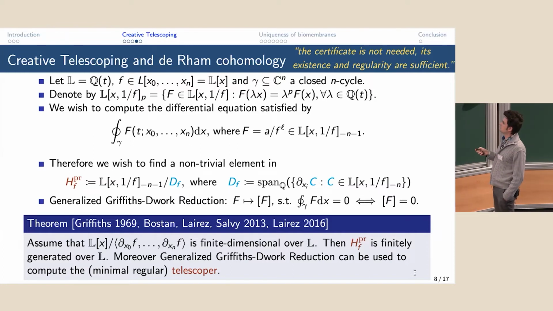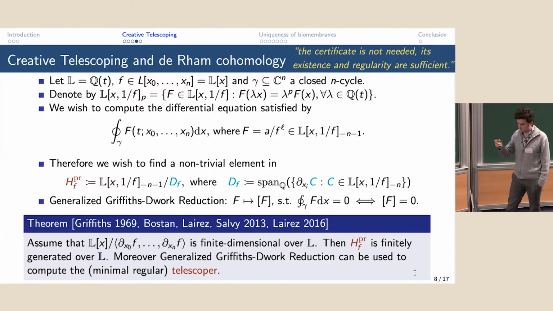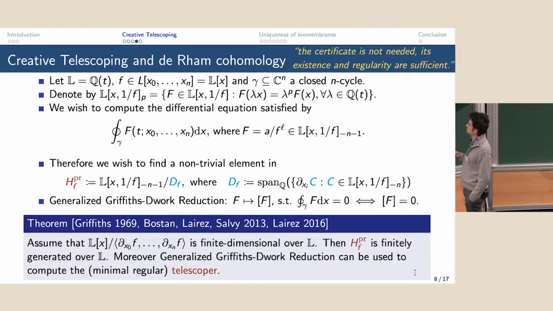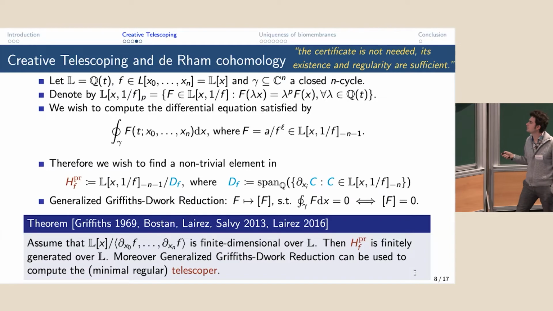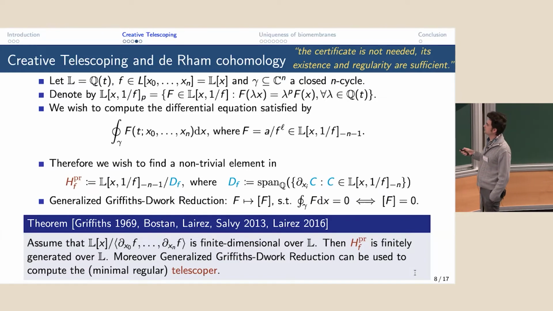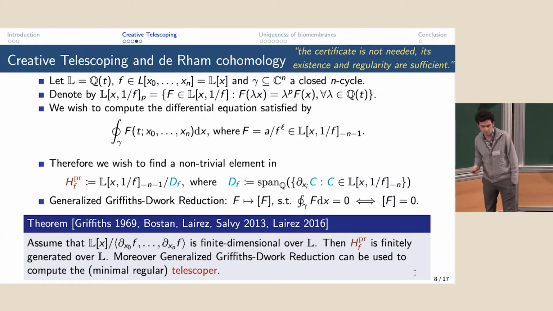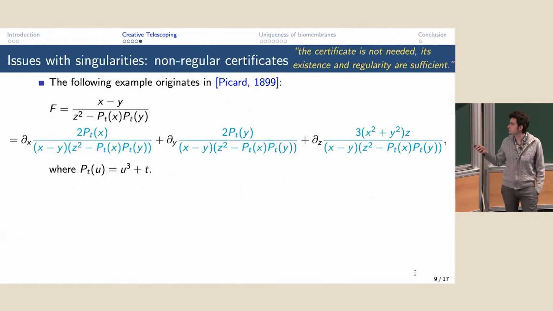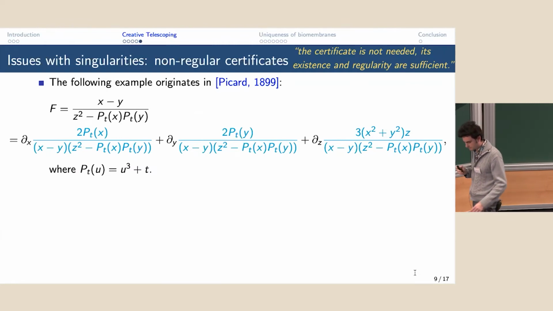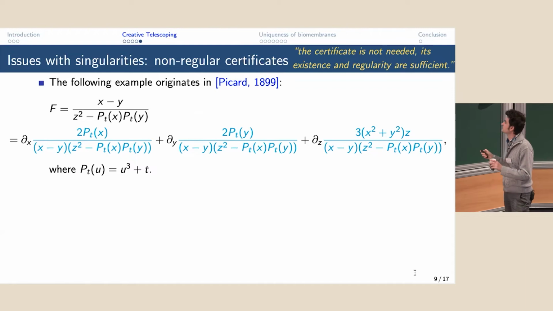There is a slight assumption on when this works, but this can be perturbed or modified such that it works always. So we have that this space is finitely generated, and moreover that the generalized Griffiths-Dwork reduction, which I did not explain much, but it does approximately this, can be used to compute the minimal regular telescoper. Minimal is clear, but regular I explain on the following slide, which one should be very careful about when working with creative telescoping.